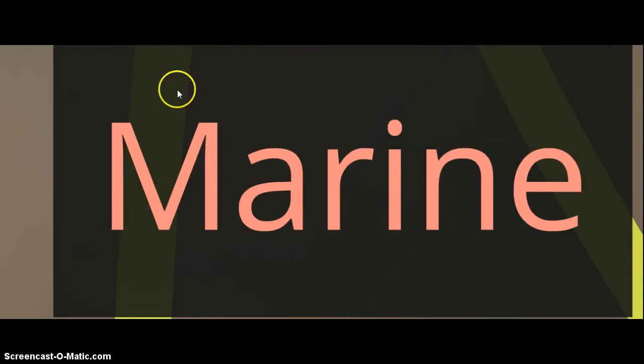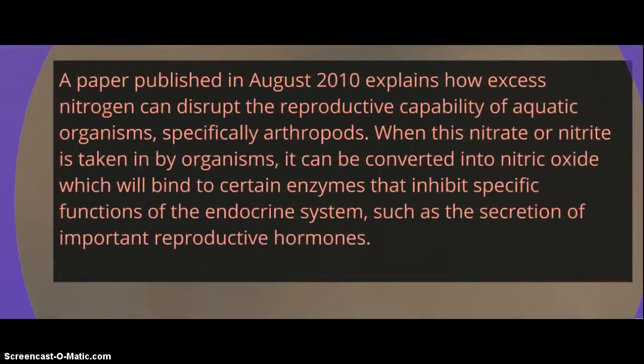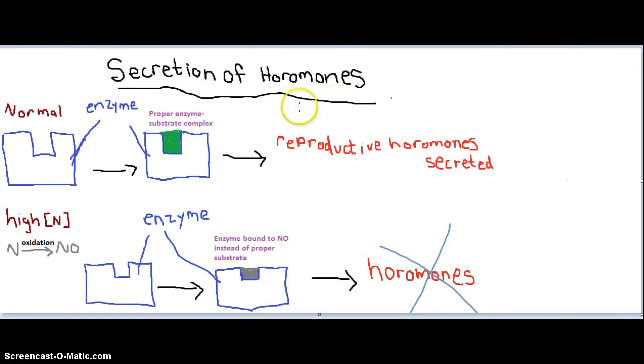And so now we're going to move on to marine animals and how nitrogen will affect them. So recent evidence suggests that arthropods can be affected in terms of secreting their reproductive hormones, and it can be affected by nitrogen. So let's have a look at it. Okay, so I have a quick drawing here of how exactly the secretion of these hormones is inhibited.